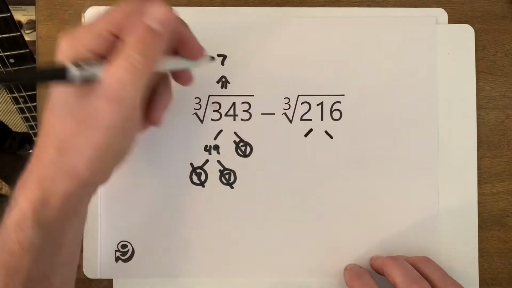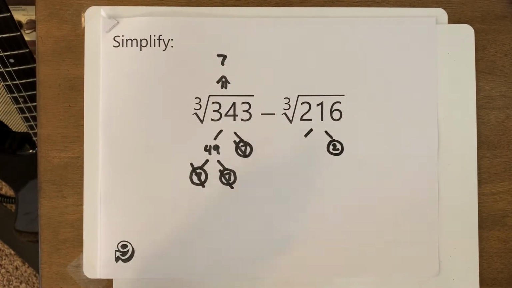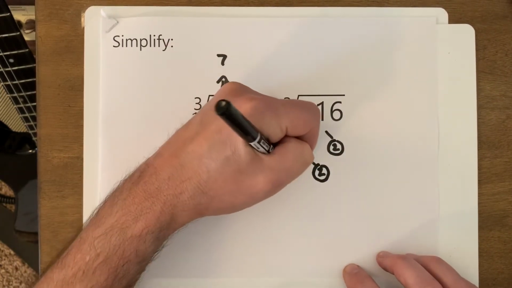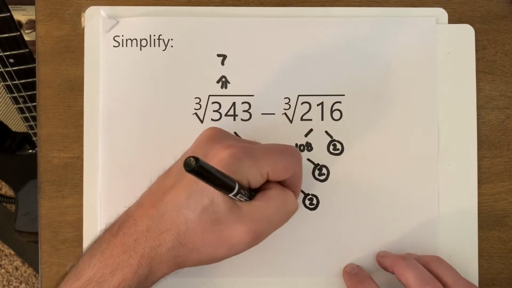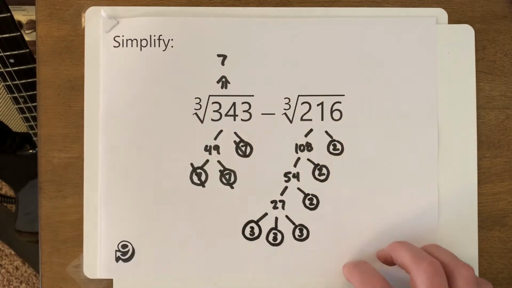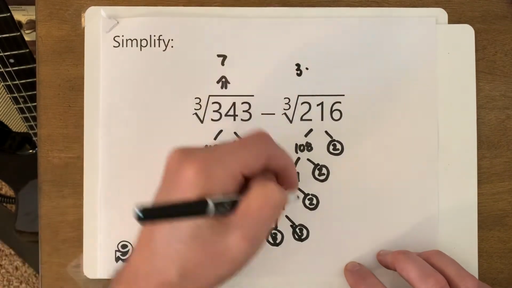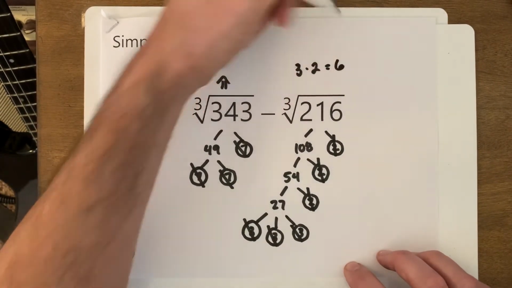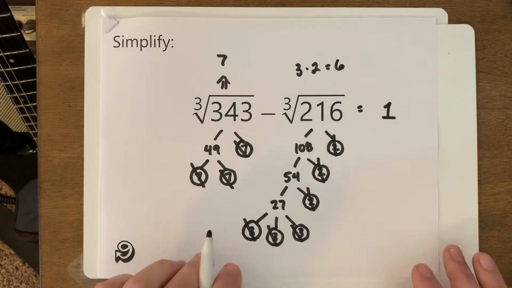Okay, so if we break it down, and I know we've seen 216 before, let's divide it by 2. 216 divided by 2 is 108. 108 is 2 times 54. 54 is 2 times 27. There we go. 27, 3 threes. All right, so we need 3 of them to come out as 1 on the outside. We have 3 threes. We have 3 twos. Okay, there's nothing left but a 1. And so 3 times 2 is 6. And so 7 take away 6 is equal to, amazingly enough, just positive 1. And it's done.